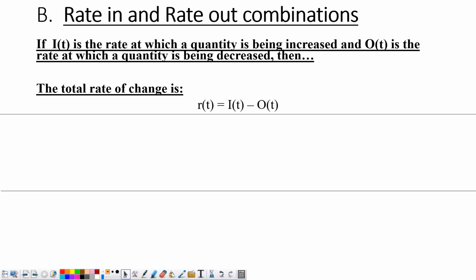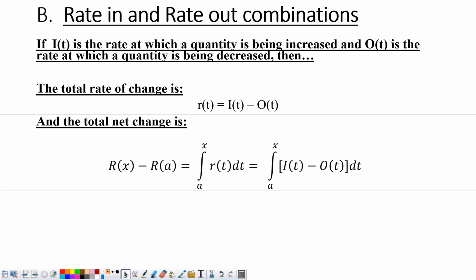But you guys saw what I did there. I subtracted it. You take the rate at which it's coming in and you subtract from it the rate at which it's leaving, and that tells you the total rate of change. Okay? So that's what we call a rate in, rate out question. And that's most of what those FRQs are related to in your blue book.